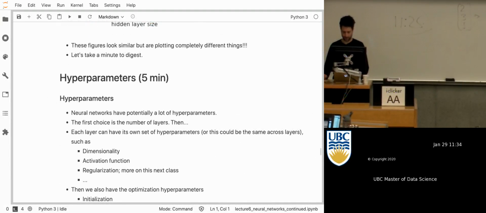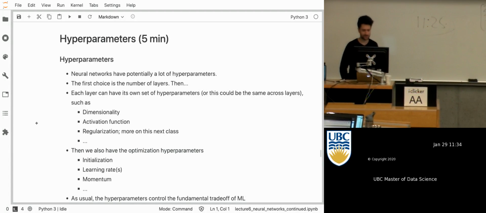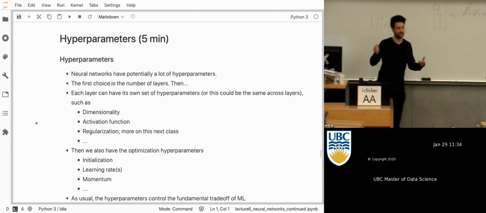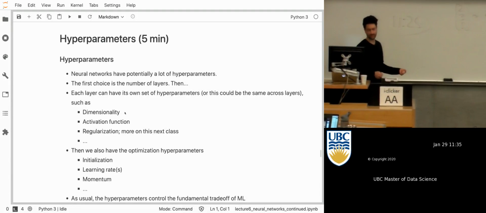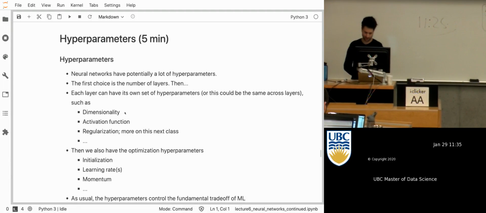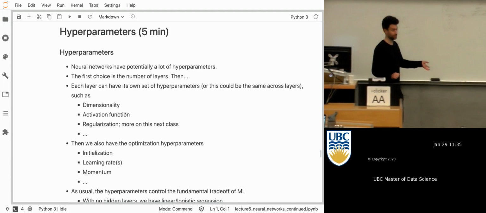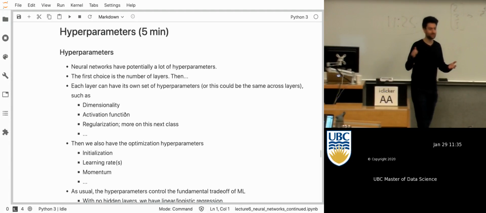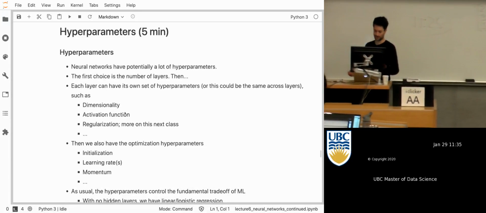Okay, next hyperparameters. I can't really talk about all these hyperparameters, but I can at least say there's a lot of them, and we talked a bit about this before. So, number of layers. Then for each layer you need to choose dimensionality, by which I mean number of units, activation function, and regularization. There are millions of different types of regularization that you may have seen in the Keras documentation: L2, L1, dropout, and so on. You can go read about all those types of things.